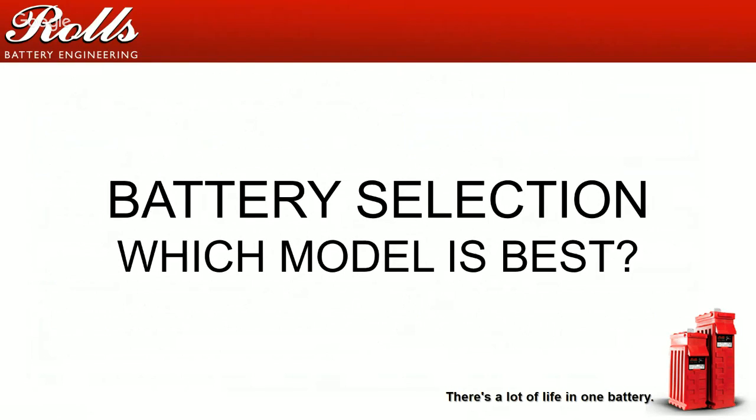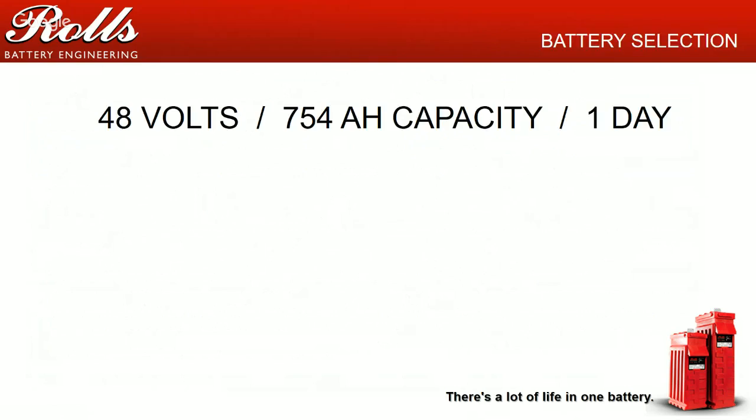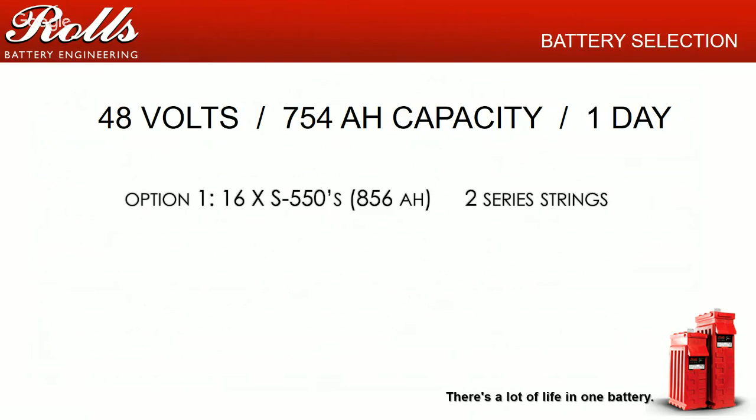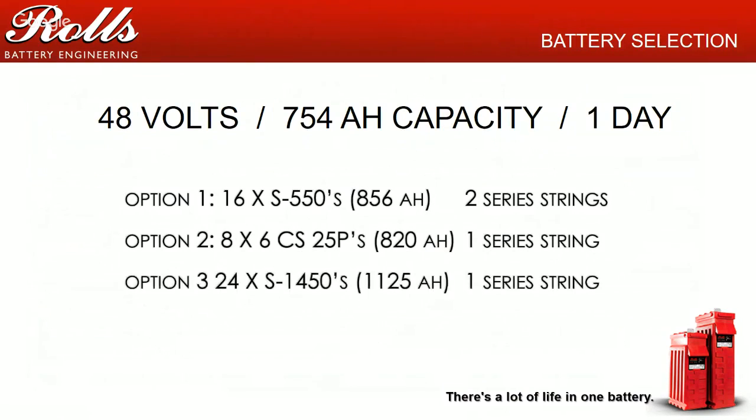So the next thing is the battery selection, what model's best. Going back to that 754 amp hour capacity for 1 day of autonomy, if we're using a 48 volt battery bank, here are the best options. You can do 2 parallel strings of S550s. That would give you a little bit higher amp hour capacity battery bank. You could do a single string of 6 CS25Ps. That gives you an 820 amp hour battery bank.